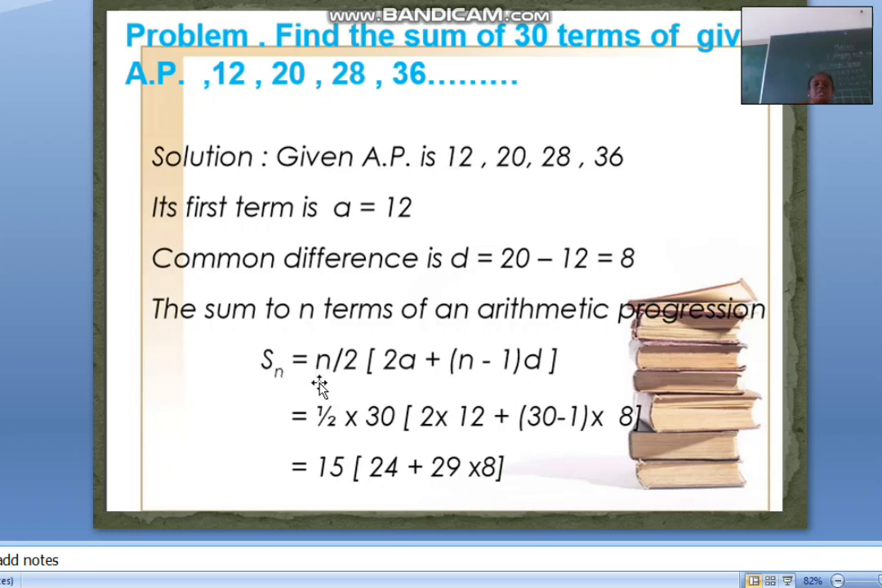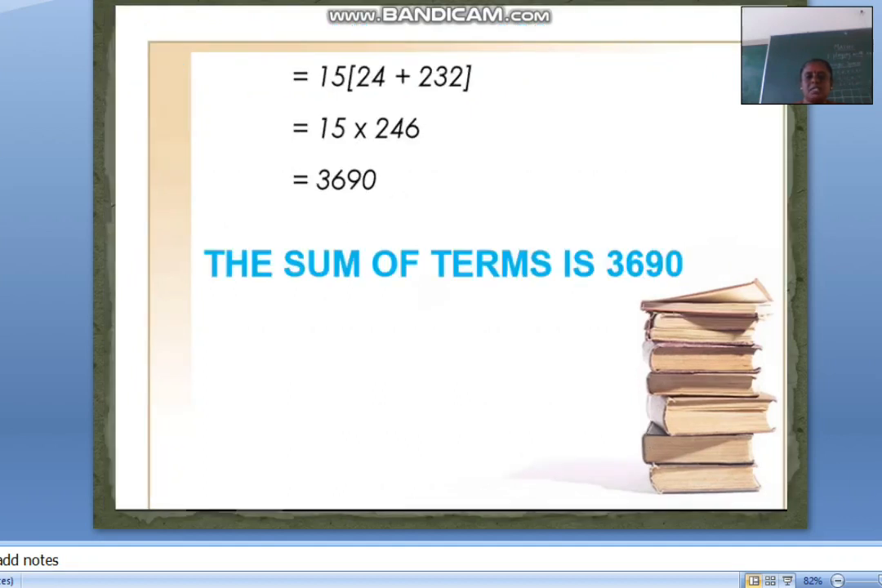So now first we write the formula. Sn is equal to n by 2 into (2a plus (n minus 1) into d). So S30 means 30 by 2 into (2 into a value 12 plus (30 minus 1) into 8). 2 fifteens are 30, 2 twelves are 24, 30 minus 1 is 29, into 8. The next calculation is in the next slide. 15 into (24 plus 232) is equal to 15 into 246, which is 3690. The sum of 30 terms is 3690.